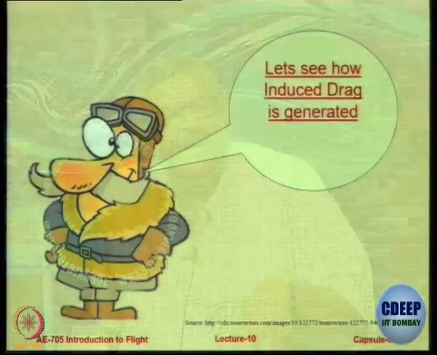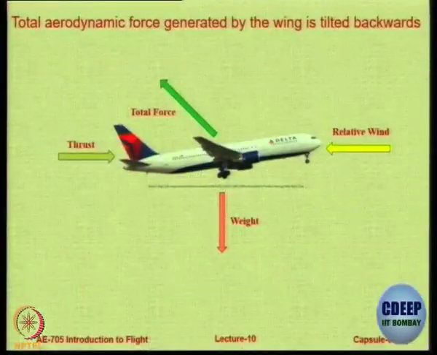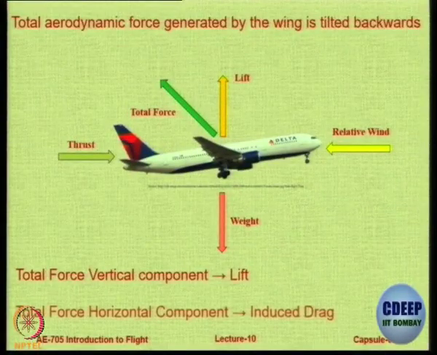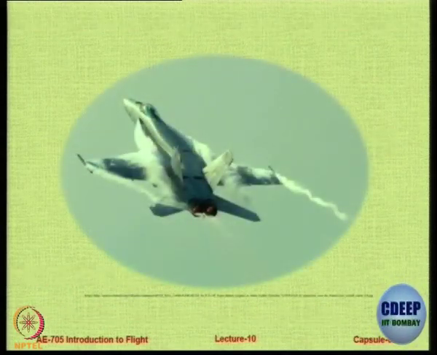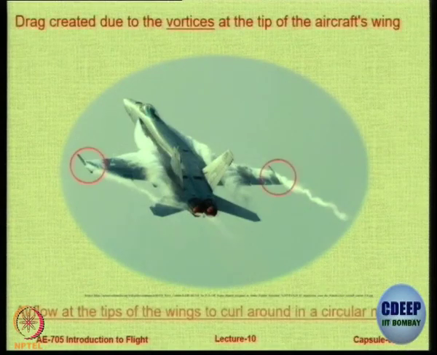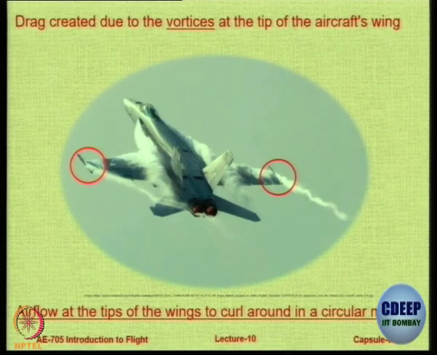Now, this tilting back is occurring because of the effect of the presence of the body locally. This doesn't occur at the wing root where there is a junction. This occurs only at or near the wing tips where there is no junction. So you have relative wind on an aircraft, you have thrust, there is a net reaction, but then there is a backward component, and that backward component is the induced drag. So the reason why we have induced drag is because of the vortices at the wingtip.